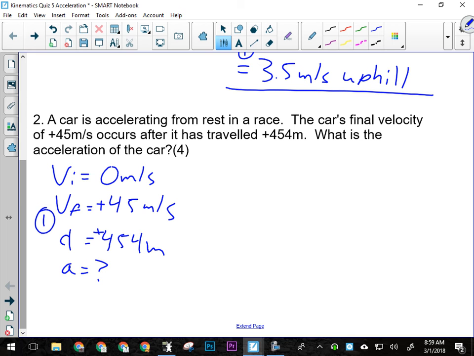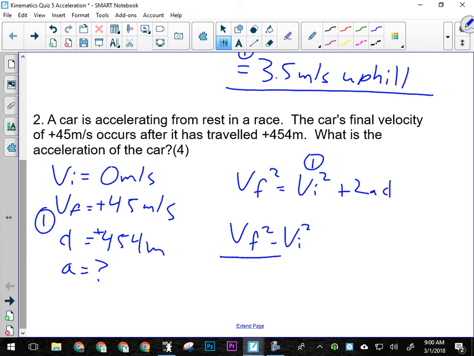What formula has all of those things in it that can solve this for me in 1 step? Exactly. VF squared equals VI squared plus 2AD. So give them a mark if they selected that formula. And then we have to manipulate this to solve for A. So the first thing I'm going to do is subtract VI squared over to the other side. So I'll have VF squared minus VI squared, and that'll equal 2AD. Then I'm going to divide both sides by 2D to leave A by itself.